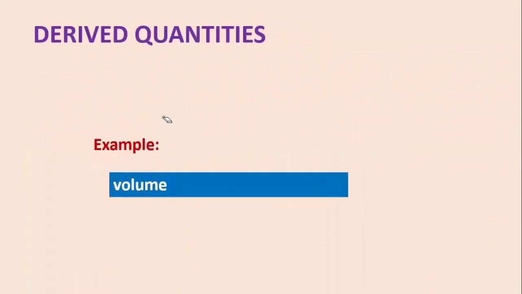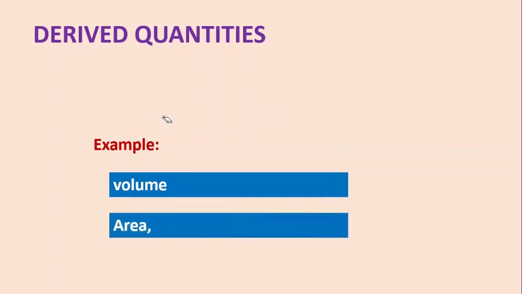So derived quantities. Look here, there are examples, volume. To find the volume, we need length three times, one along the x-axis, one along the y-axis, one along the z-axis. If you know the length in these 3 axes, then only can we find the volume of a given object. Like that, area. To find the area, you need any 2 axes, either xy or yz or zx length, to find the area of the plane.